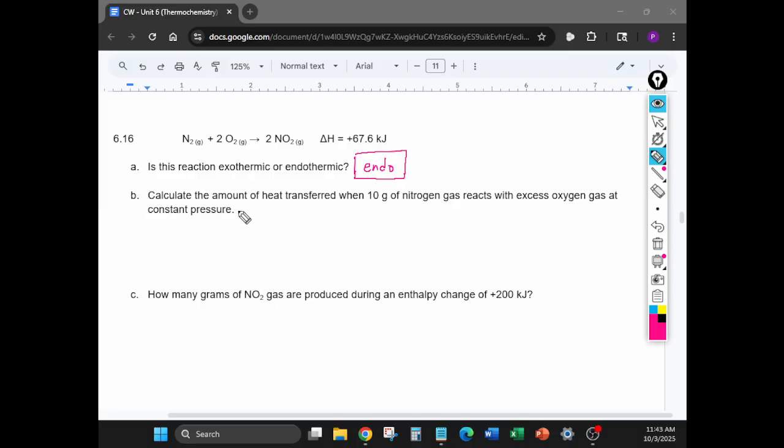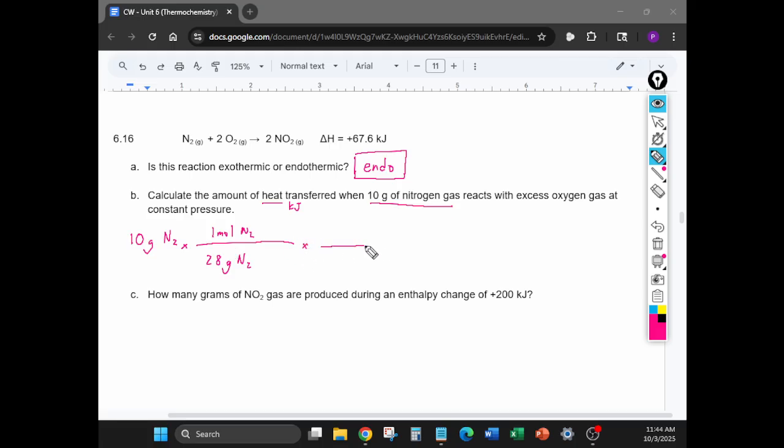All right, part B, calculate the amount of heat. So if you're looking for heat, you are looking for kJ transferred when 10 grams of nitrogen gas reacts with excess oxygen, basically in this system. So our starting number is 10 grams of nitrogen gas. So we're going to start doing our dimensional analysis. 10 grams nitrogen gas. First thing we want to do, since we're looking for energy, we have to turn it into moles in order to use the chemical equation. So molar mass of N2 is 28 grams. So 28 grams per 1 mole of N2.